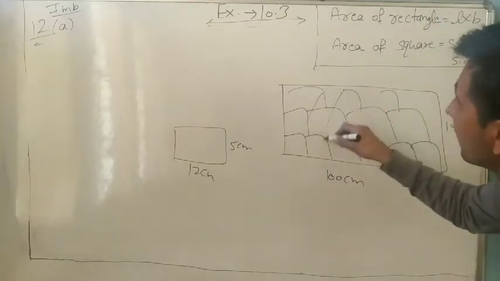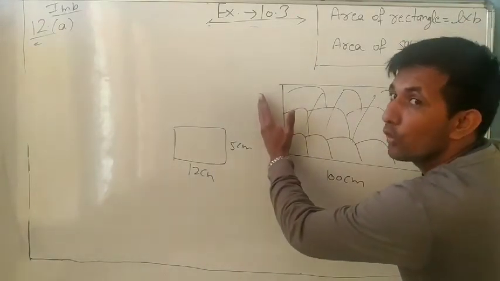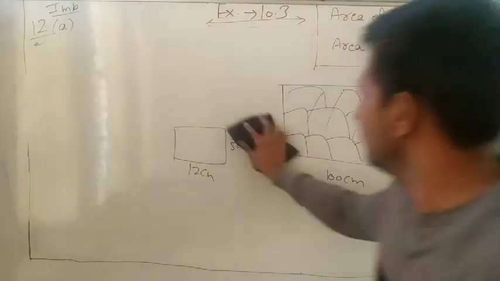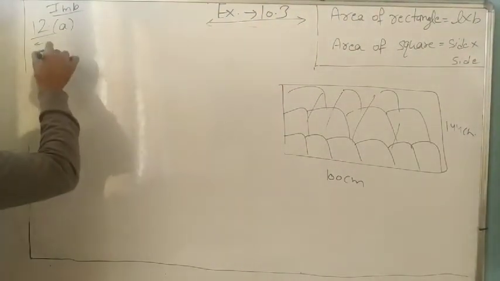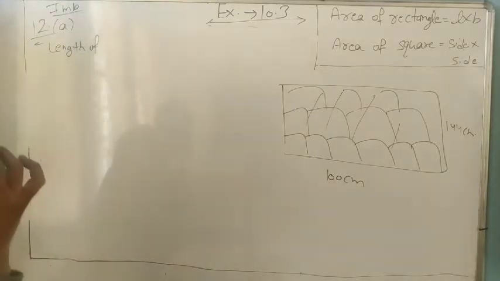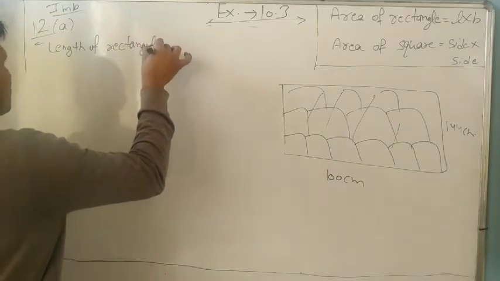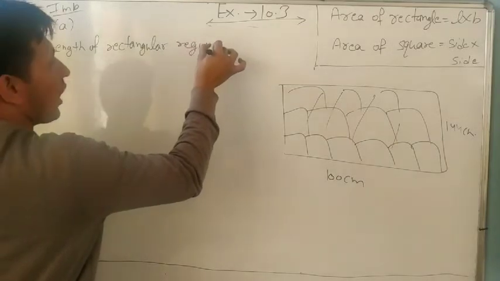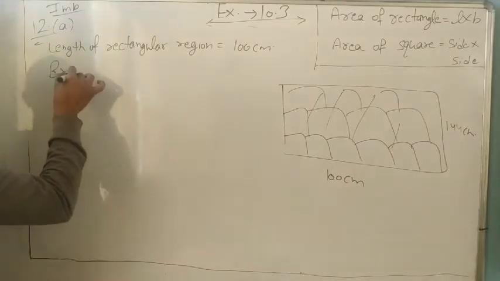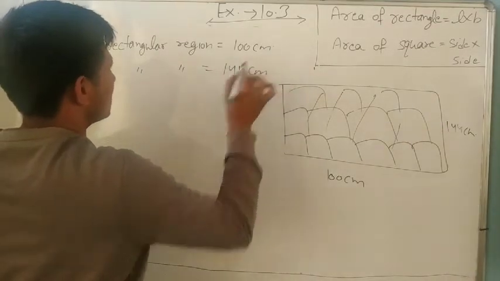It means we are using area. So first we will find the total area of the floor and the area of one tile. First we will find the length of the rectangle. What is given? Rectangular region, length of rectangular region is 100 centimeter. Now breadth of rectangular region is 144 centimeter.